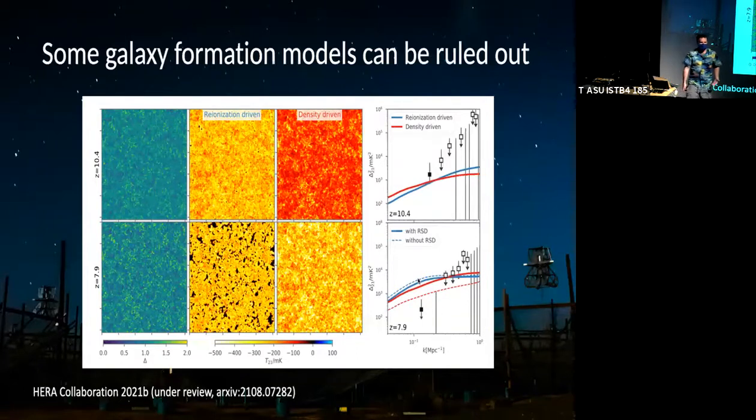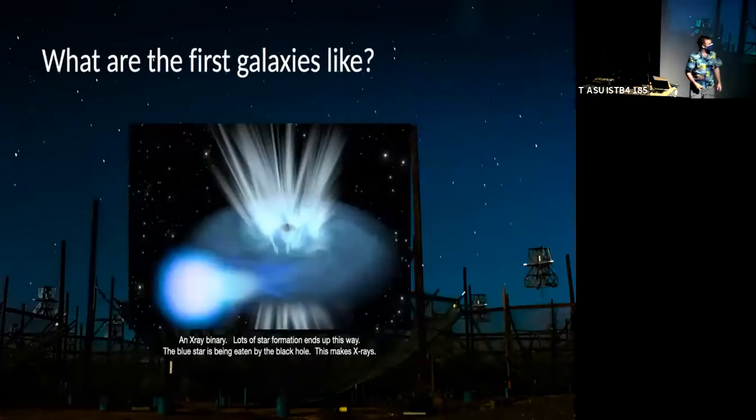You can also ask the question, what are the first galaxies like? Stars tend to form in clusters. A bunch of gas collapses into fragments and you get a bunch of stars. A lot of times they look like this. This is an X-ray binary. About half of stars form in binaries, I think, or something like that. And a lot of them, one of the stars is so big that it explodes and you get a black hole or you get a neutron star. And so the smaller star gets sucked in. And because of the way that the gas gets sucked in, it emits a lot of radiation, particularly X-rays.